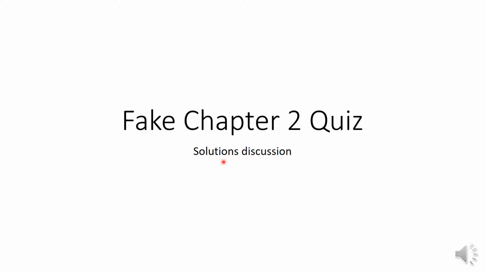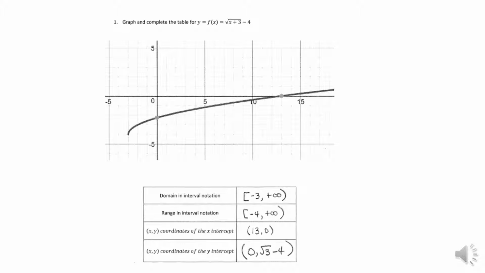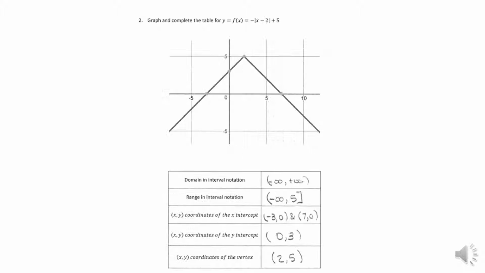You should have already done the Chapter 2 fake quiz, and here what we're going to do is discuss the solutions. There are also copies of the solutions in your course. The first problem was a modification of the square root curve that we studied. You shift left 3 and down 4, and you work through and get those answers. So you should have this graph and those answers. Feel free to pause the video to copy things down or check your work.